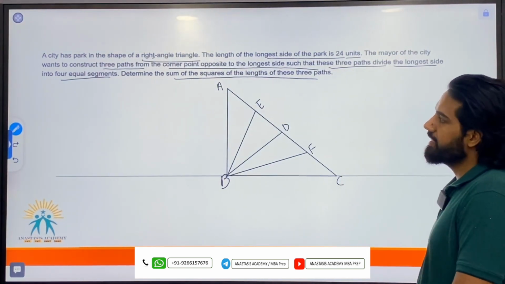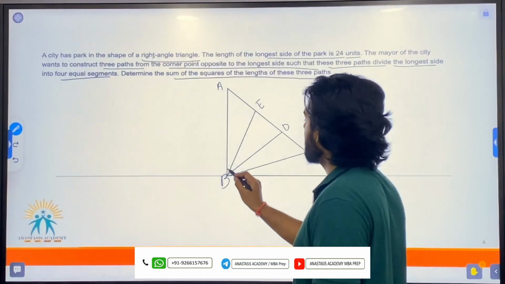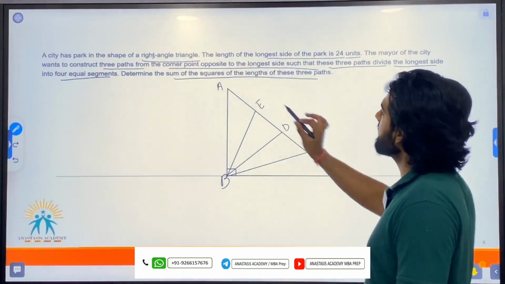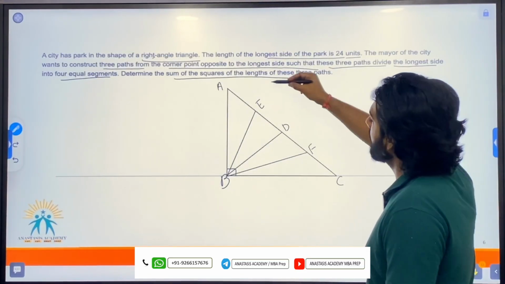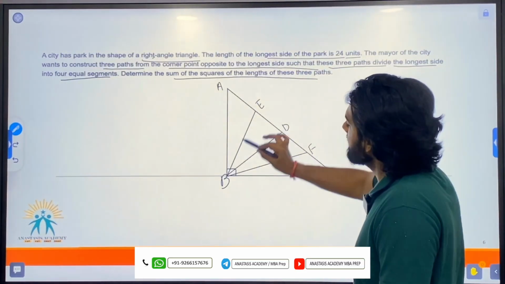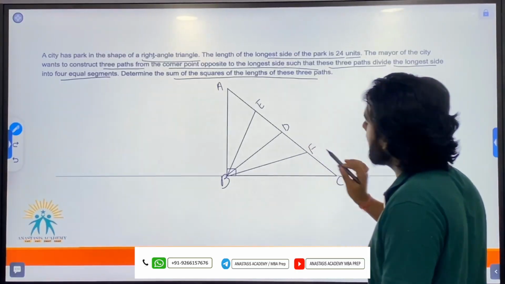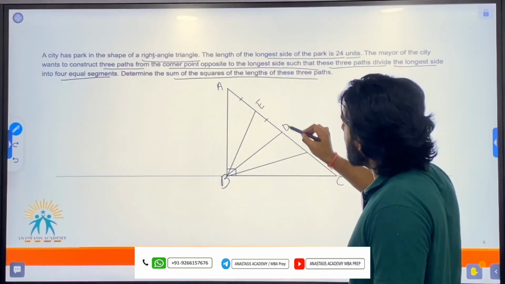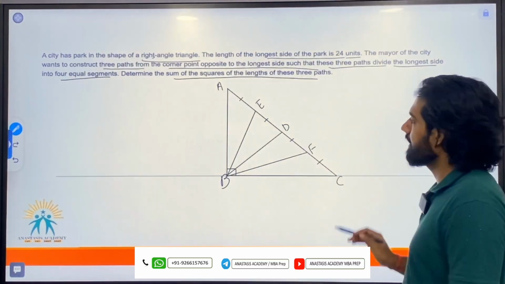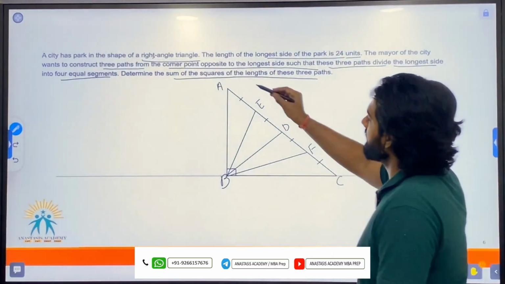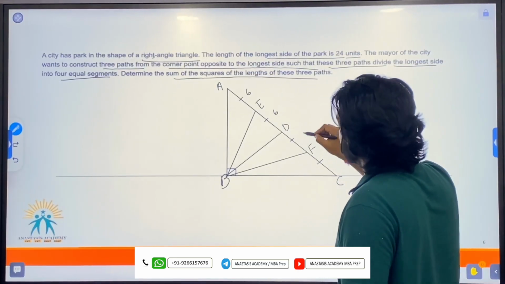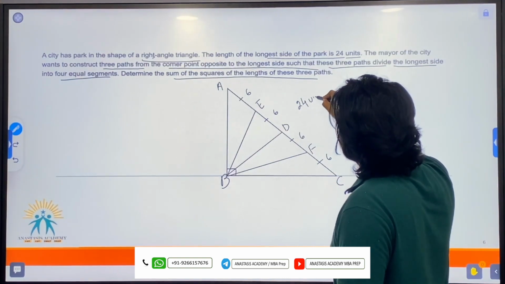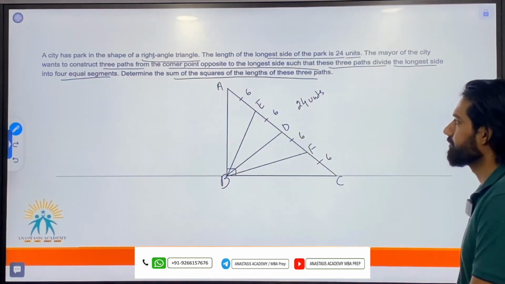So it is given that this is a park which is in the shape of a right angle triangle. The length of the longest side of this park is 24, and these 3 paths are constructed such that they divide the longest side in equal parts. So I can say this part would be 6, this would be 6, this would be 6, and this would be 6, because this whole length is given as 24 units, right?